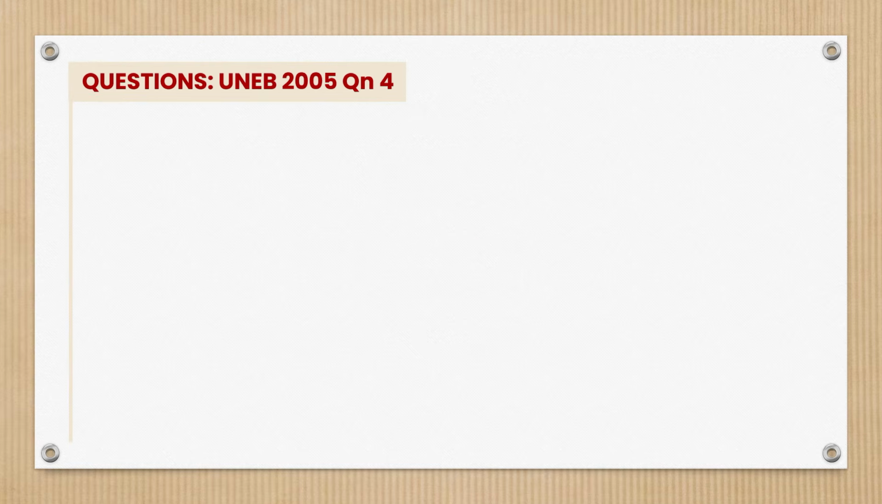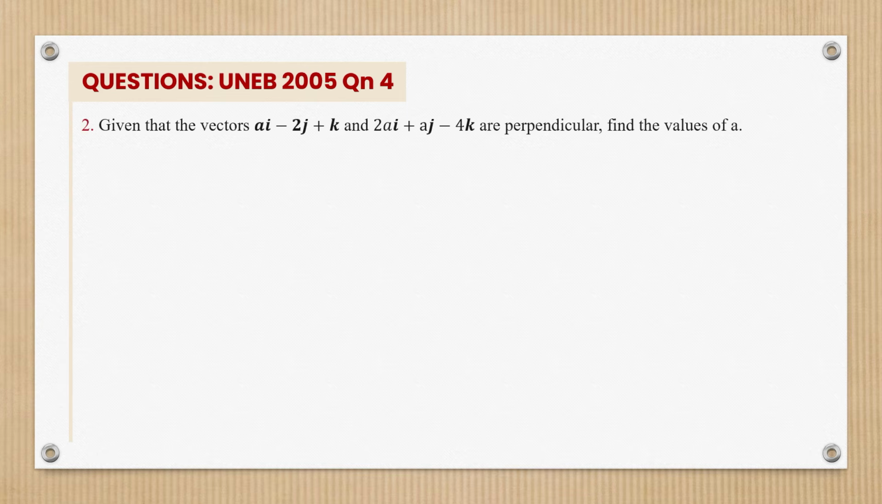Let's look at a question from UNEB 2005, question number 4. The question was: given that the vectors ai minus 2j plus k and 2ai plus aj minus 4k are perpendicular, find the values of a. Now I think we shall use the knowledge of dot product in this case. So we're going to first let P. You can use any small letters of your choice. The reason I've chosen not to use A and B is because we already have a as the unknown value we have to find. So we're going to use different letters to represent the vectors.